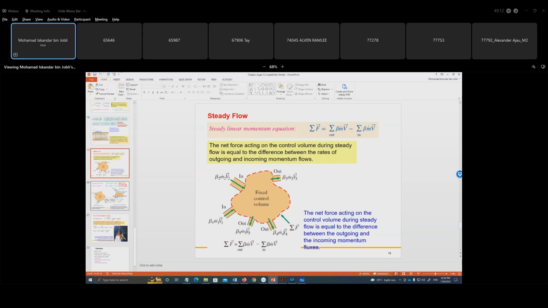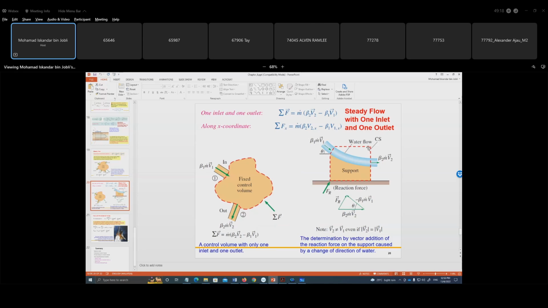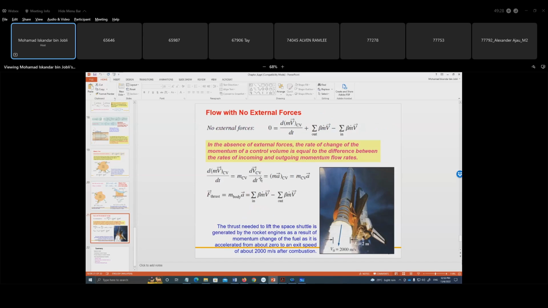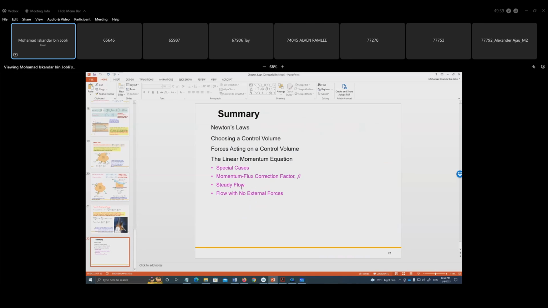Just two more slides. Have a look at this equation. This is the one that we use for steady flow. And this is the one that we use for steady flow with one inlet and one outlet. If you have one inlet, one outlet, this is the equation to use. And when you have no external forces, this will be the equation to use. And that sums up this chapter.